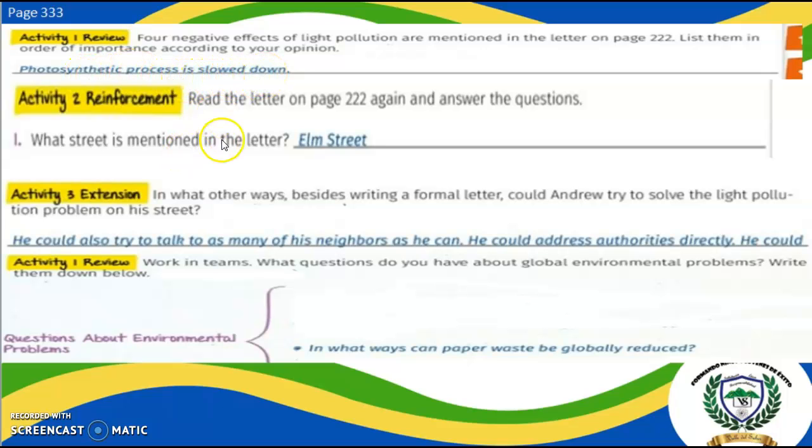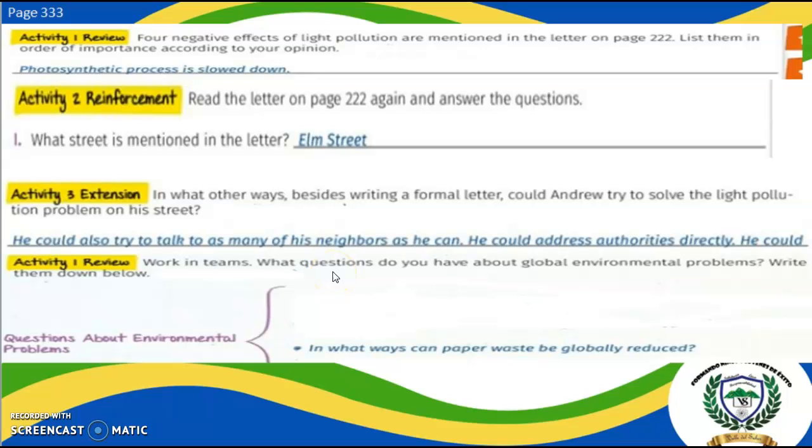For activity 2, transform it, read the letter on page 222 again and answer the questions. Number 1, what street is mentioned in the letter? Elm Street. Activity 3, in what other ways besides writing a formal letter could Andrew try to solve the light pollution problem on his street? He could also try to talk to as many of his neighbors as he can. He could address authorities directly.